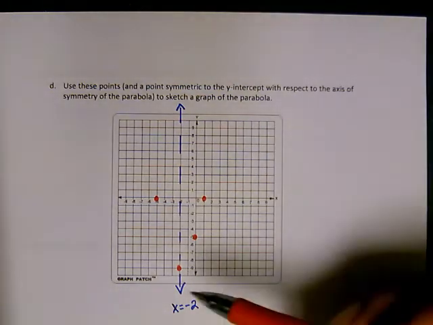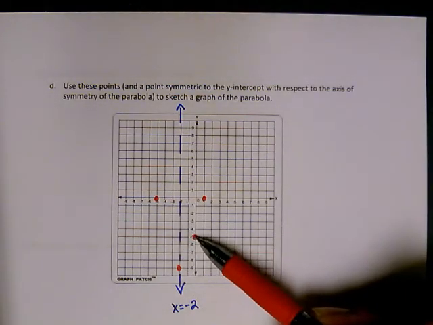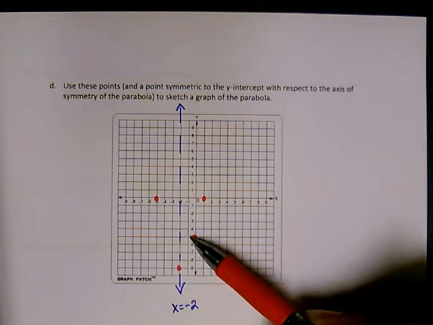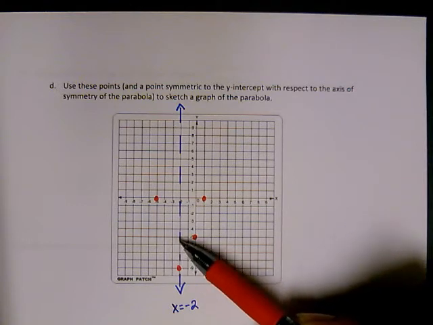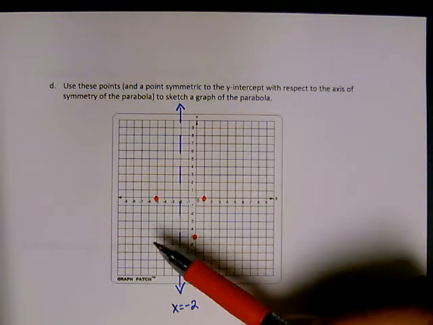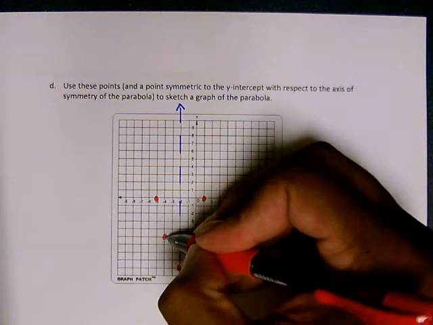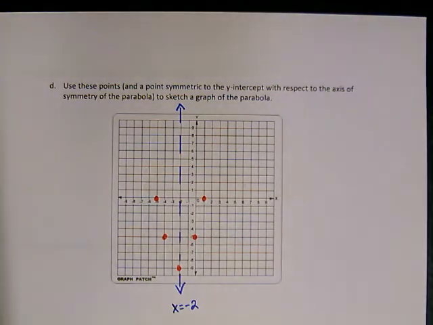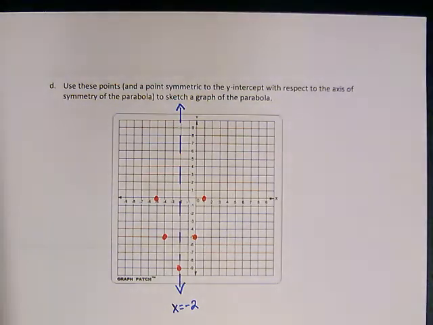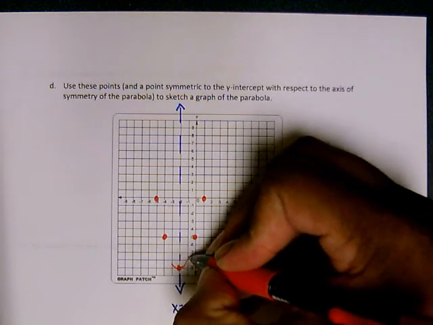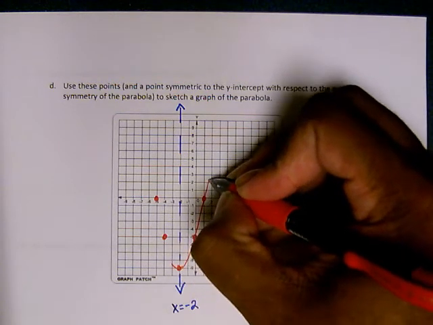Now, to come up with an additional point, compare the distance from this y-intercept to this axis of symmetry. That's 2 places to the right. So the other point on this side must be 2 places to the left. So it's going to be here, and it'll have the same y-coordinate as my y-intercept. So these are all the points that I'm going to need to draw the graph of the parabola.